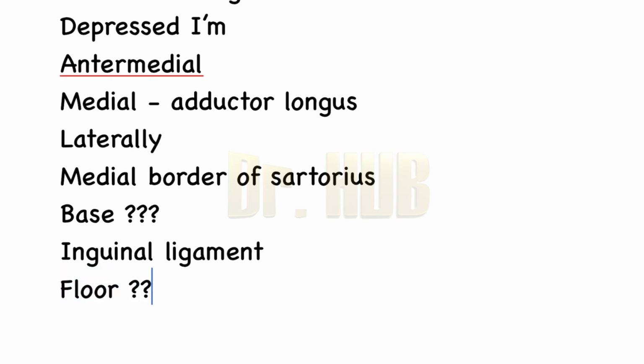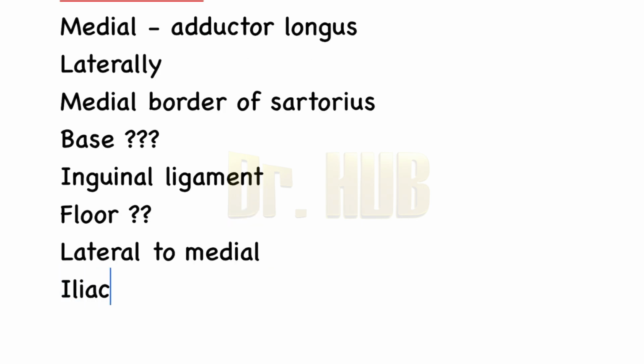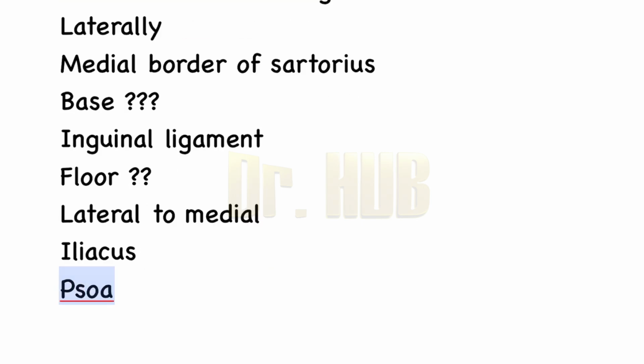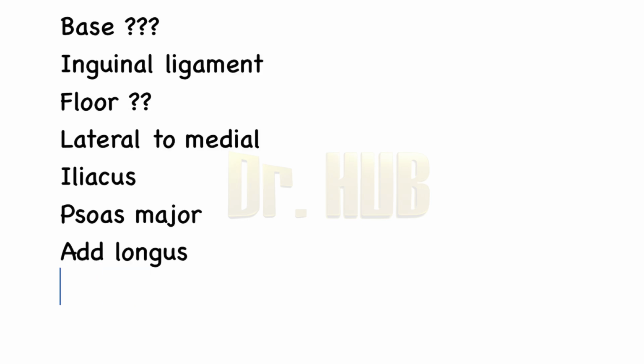And then comes the floor. What is the floor? From lateral to medial, it includes the iliacus, then the psoas major, the pectineus, as well as the adductor longus. All these form the floor. So laterally it is the medial border of sartorius, medially the medial border of adductor longus.